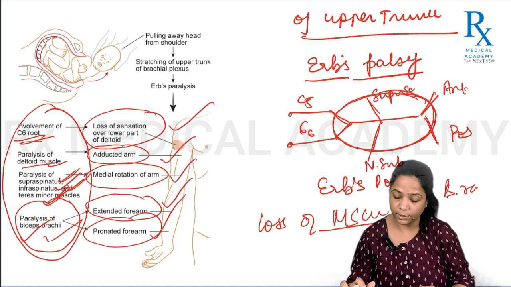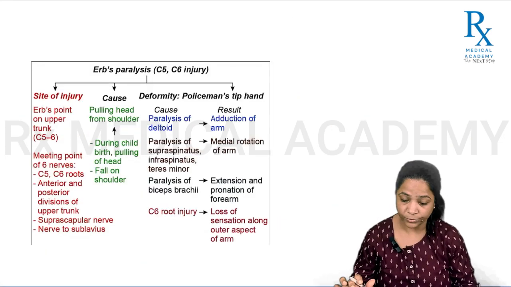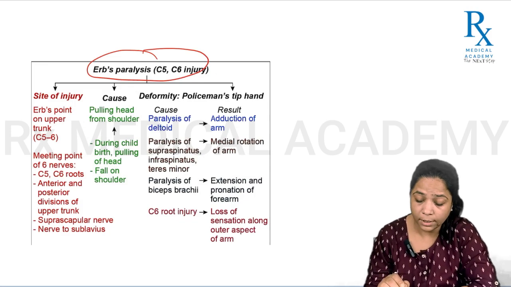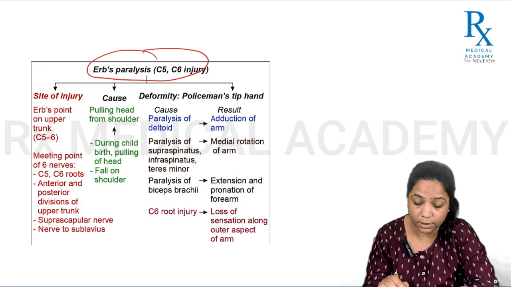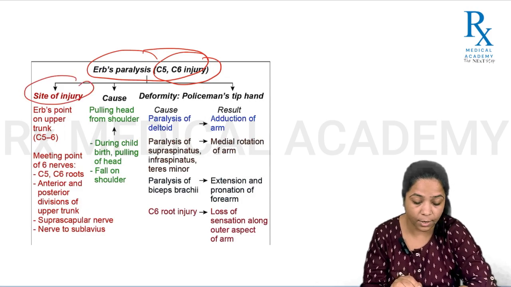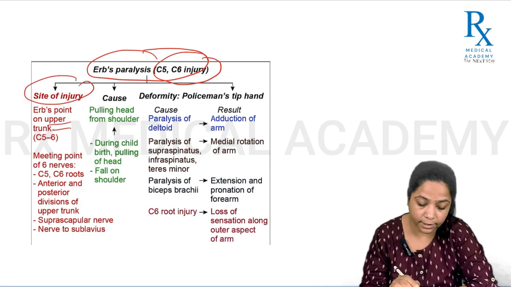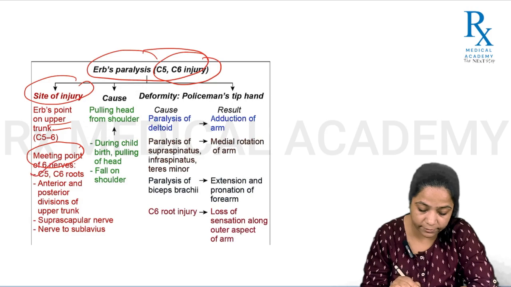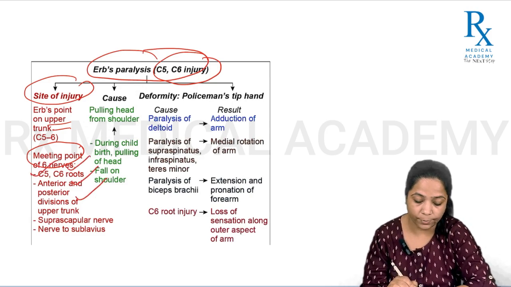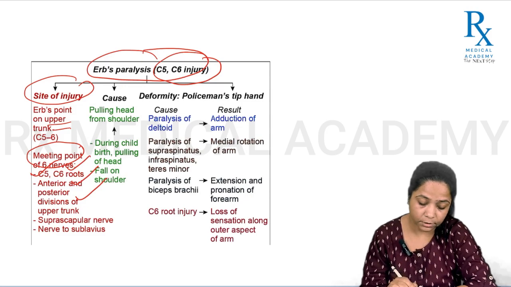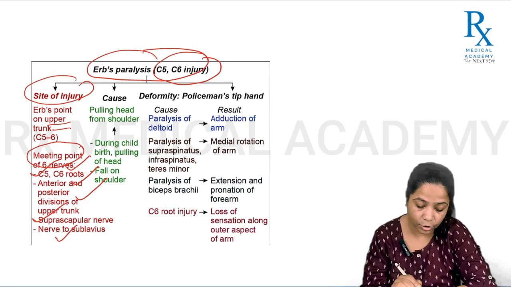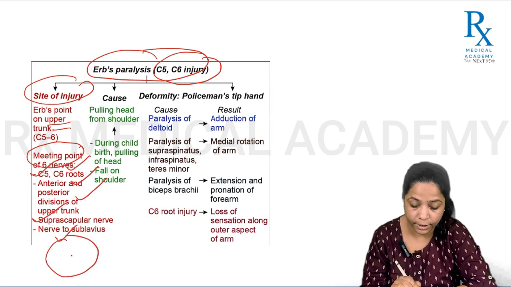How does this happen in the case of Erb's palsy? So this is the summary of Erb's palsy. Basically the nerve root injured is C5, C6, and the site of injury is the upper trunk, where you can find six nerves meeting: C5, C6, along with the anterior and posterior division of the upper trunk, then the suprascapular nerve and the nerve to subclavius. They all together form Erb's point.